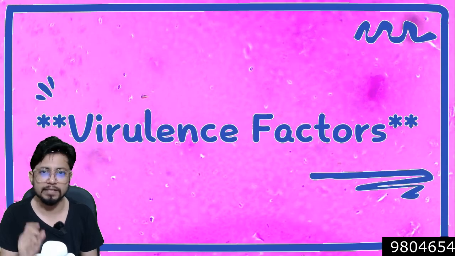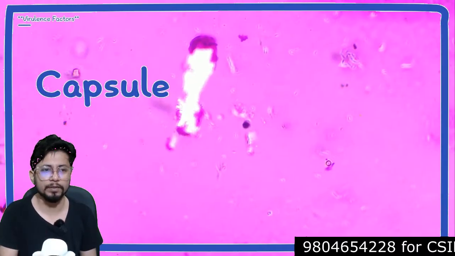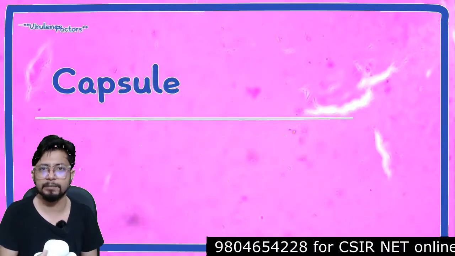What are the virulence factors for Streptococcus pneumoniae? And the list is a capsule. Capsule is a virulence factor for Streptococcus pneumoniae that impairs phagocytosis. That is a major virulence factor.